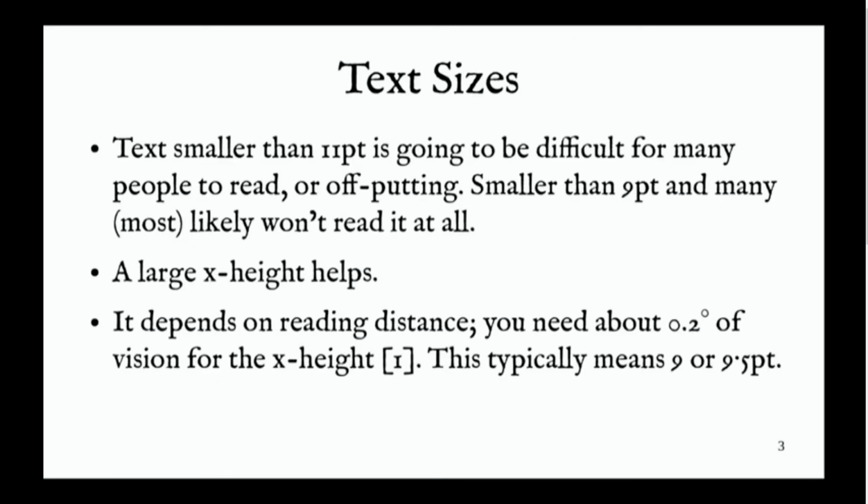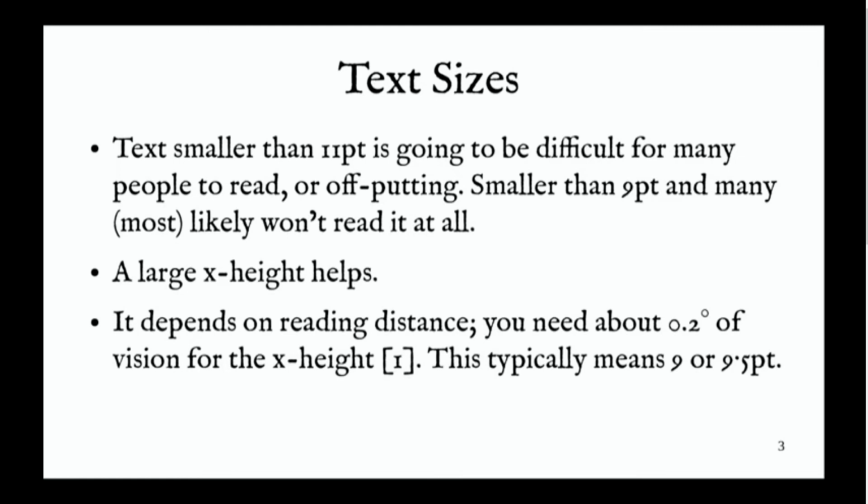Let's start with text sizes and font sizes. Text smaller than 11 point is going to be pretty difficult for a lot of people to read, or off-putting. You can get away with slightly smaller text in print than on the screen, but only slightly. Smaller than 9 point, though, and many people will just stop reading, they won't read it at all. Then it's not accessible because people didn't access it.